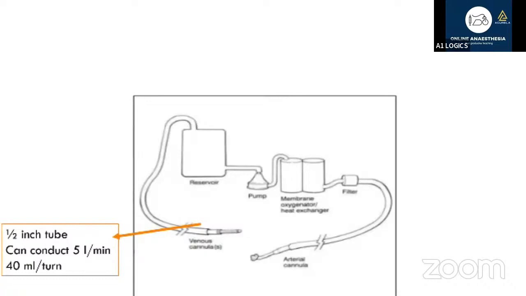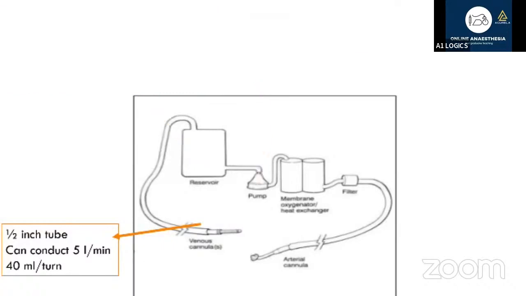That tube is adequate to conduct 5 liters per minute from the patient into the venous reservoir. And if you fix that tube into a roller pump, it can deliver 40 ml for one turn of the roller pump. See, in the roller pump, the tube will be placed and an occlusion head will be there. But once it turns, it will deliver 40 ml into the patient.